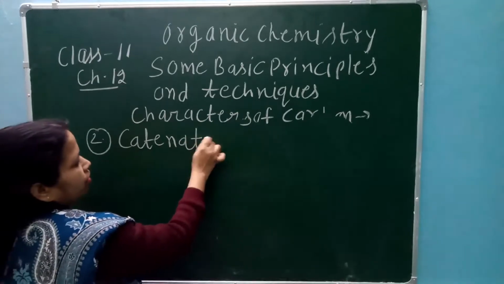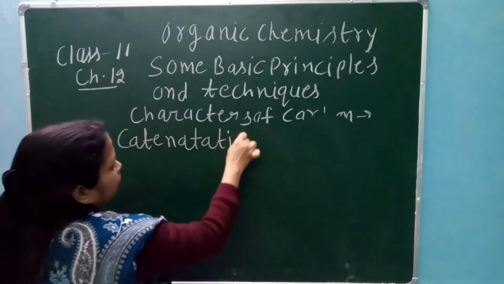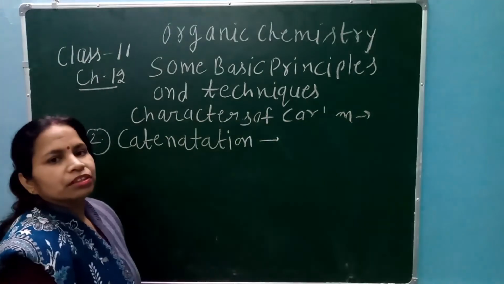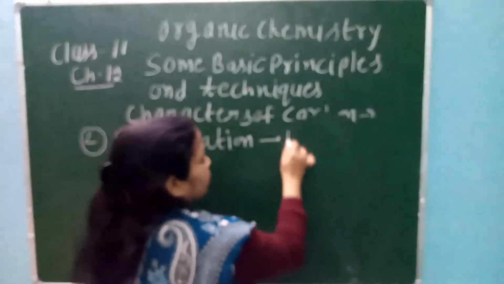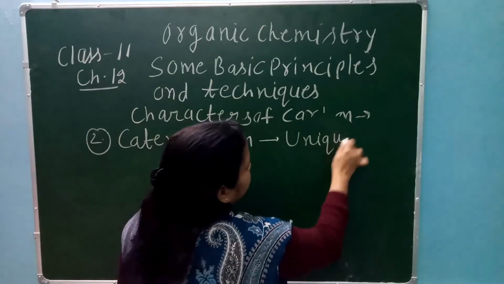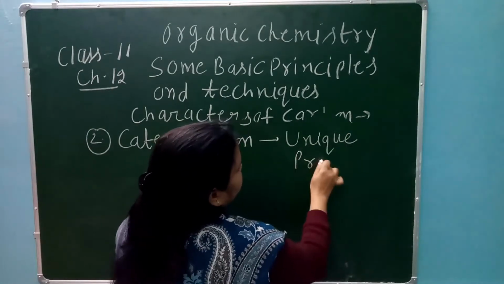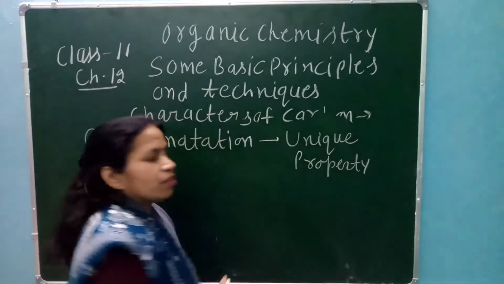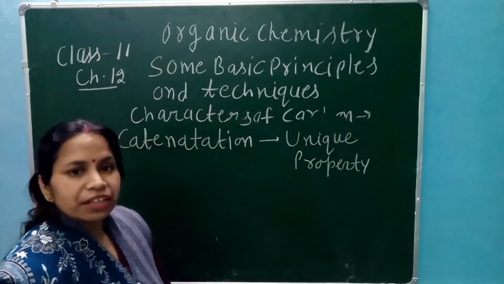Catenation. This is the unique property of carbon. What is the meaning of catenation? Catenation का meaning क्या है?